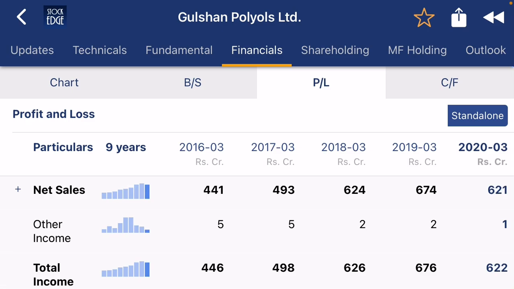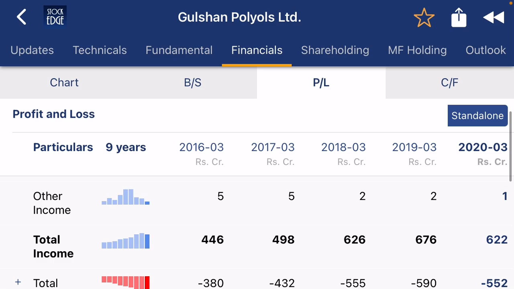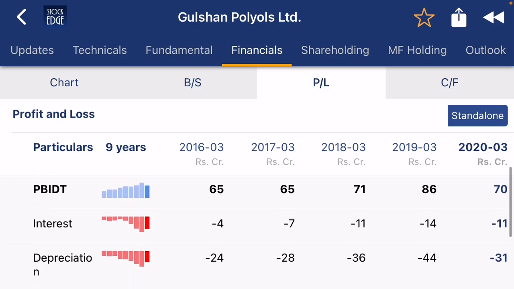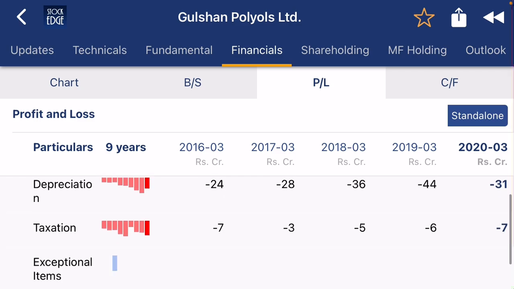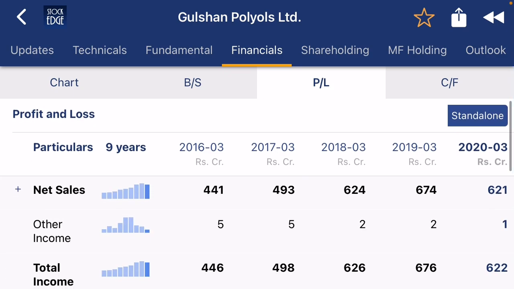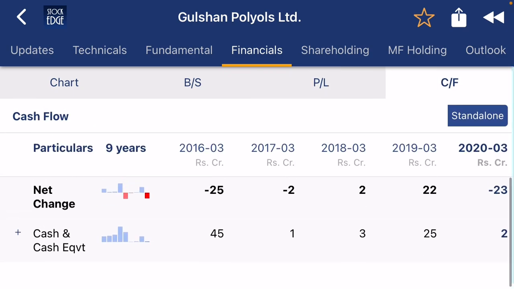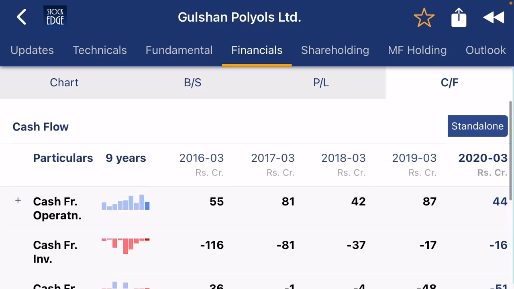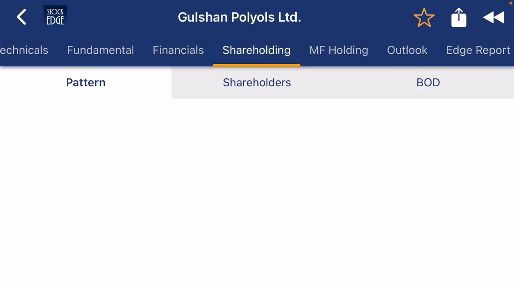Net sales, you can see here, the company is growing. Total income is also growing. Similarly, expenditure is also growing. Interest is also minimal, depreciation, and after all, the company is creating a PAT of 18, 20 and 21 crore. Cash flow, the company has some negative right now, a cash crunch, but no issue at all. The company can manage it in the future.